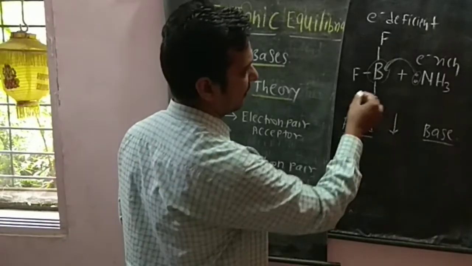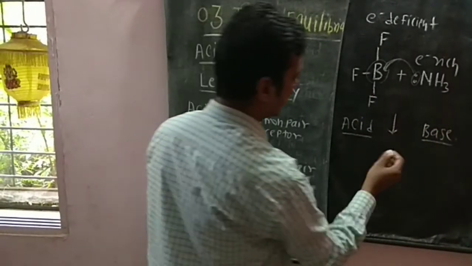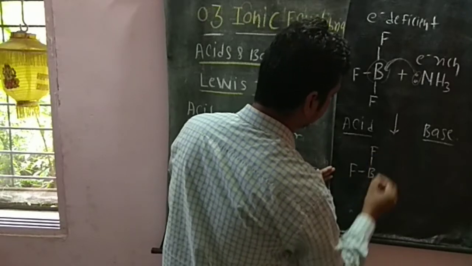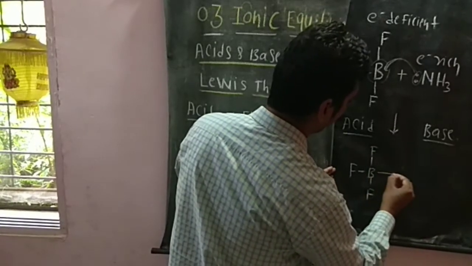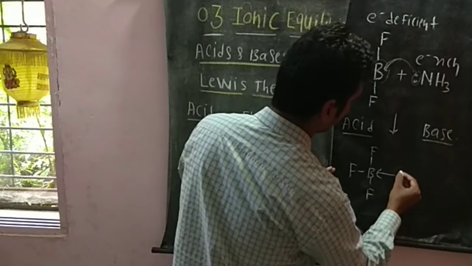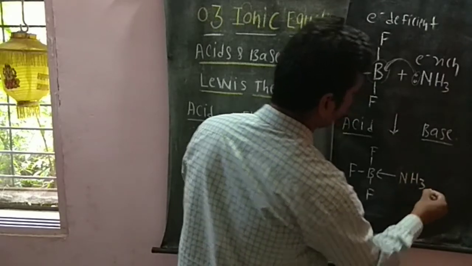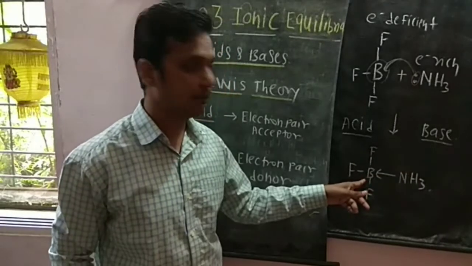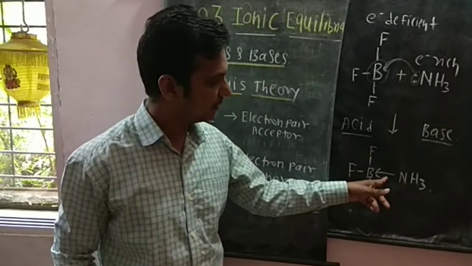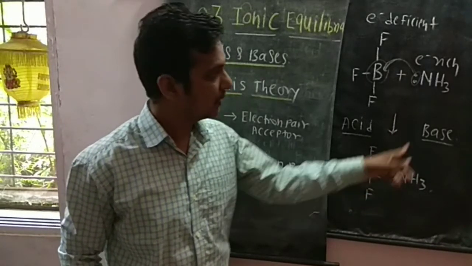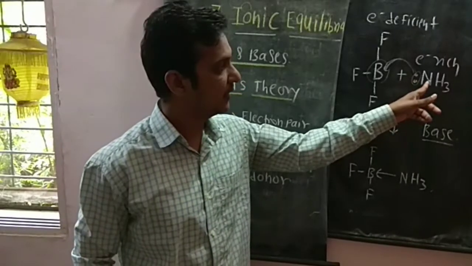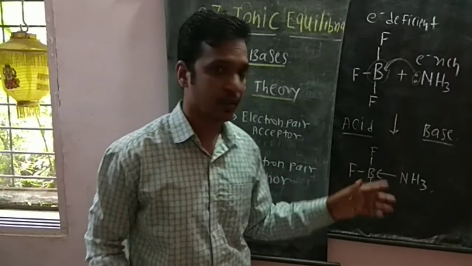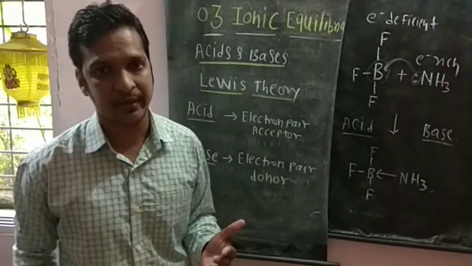Now look at the final compound. When BF3 reacted with ammonia, it formed the compound BF3NH3, with a coordinate covalent bond between boron and nitrogen of ammonia. In this way boron completes its octet, and this bond is a coordinate covalent bond because both electrons are donated by the nitrogen to the boron. So the bond between nitrogen and boron is a coordinate covalent bond.